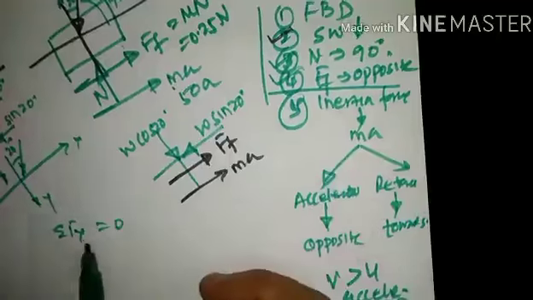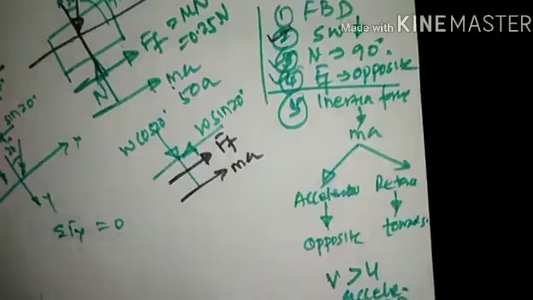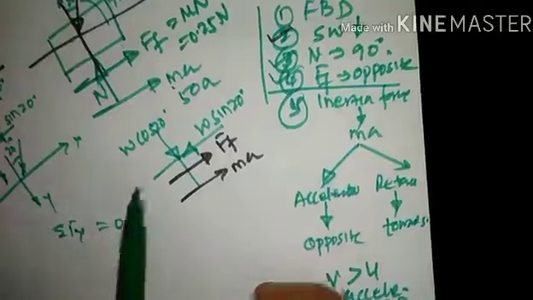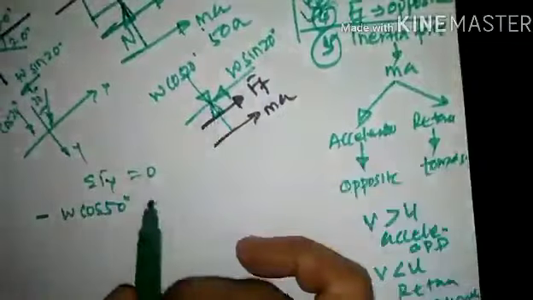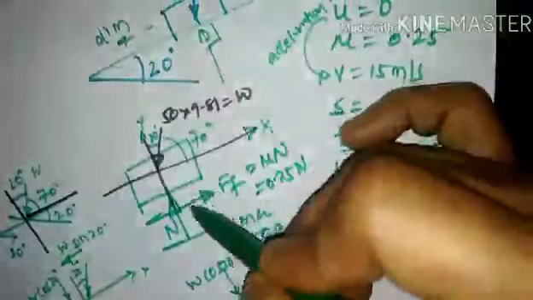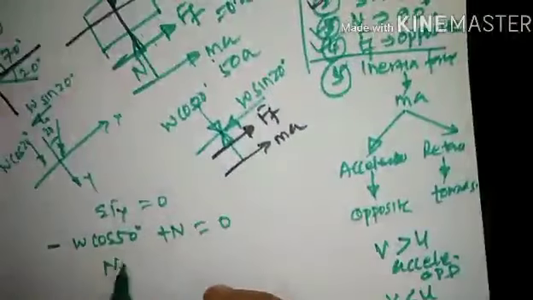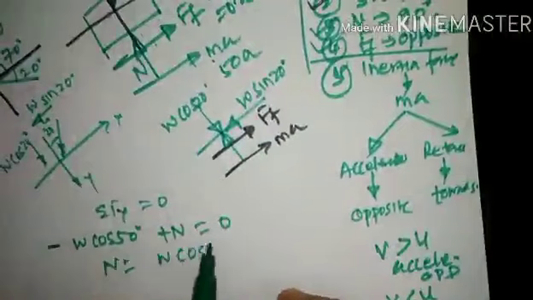Now since we are adding up forces parallel to the y direction, I will be considering all the forces parallel to the y direction. As W cos 20 is downward here, I shall write it as minus W cos of 20 degrees. Then N is in the upward direction, so plus N. N is the normal reaction perpendicular to the plane of contact. It will be in the upward direction. Plus N is equal to 0. So N is equal to W cos of 20 degrees.